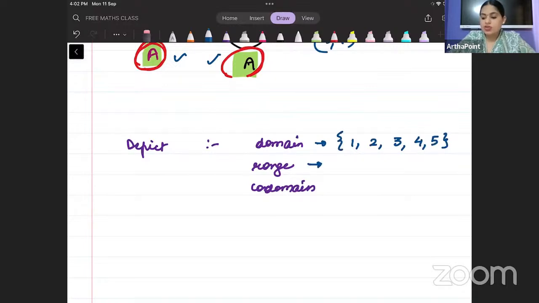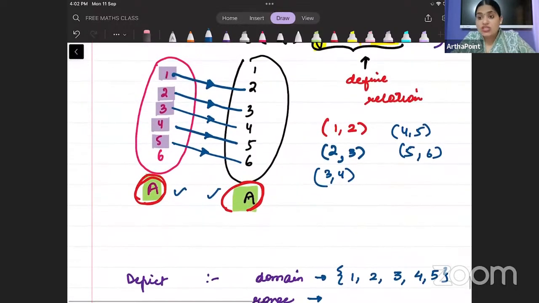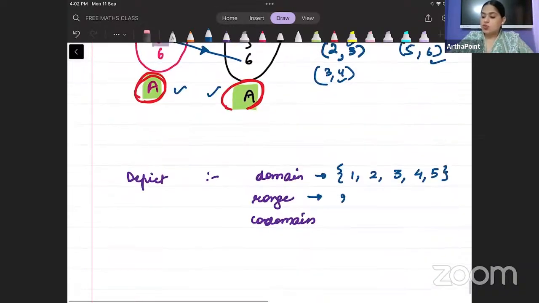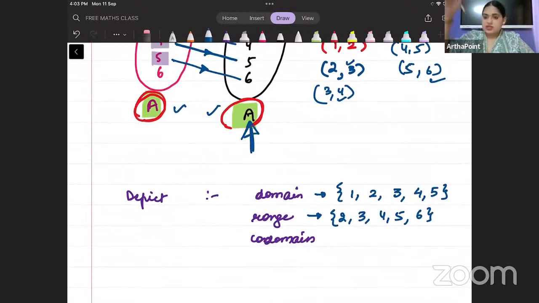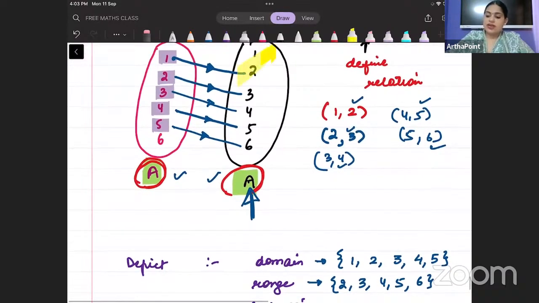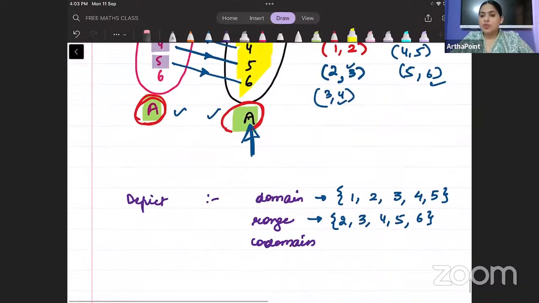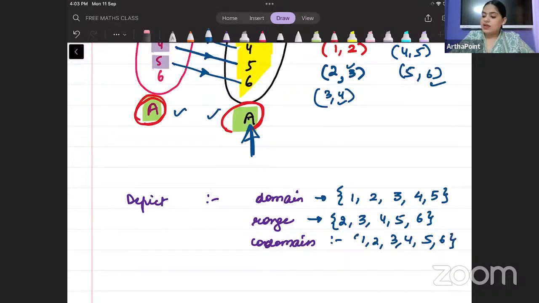Beta, what will be my range? Range is the images which exist. So 2, 3, 4, 5, and 6. What is codomain? Codomain is the entire set. This entire set on the right hand side, beta, this is your codomain. So codomain will be 1, 2, 3, 4, 5, and 6. That will be your codomain. Is this clear? Is everyone clear with this?